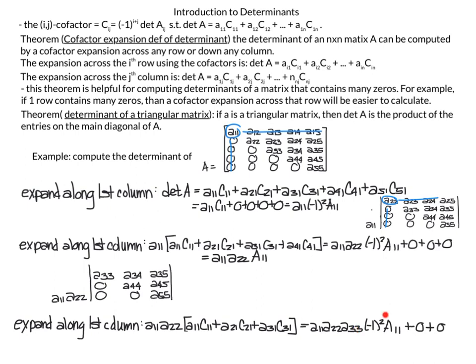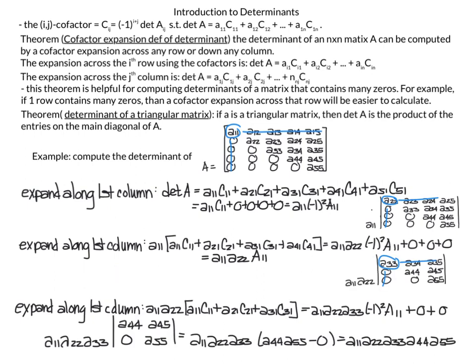We have our negative 1 to the 1 plus 1 squared, and our A11, and then our 0, 0. And our A11, again, is where the first row and first column are deleted. Now we're down to a 2 by 2 matrix. Again, I moved this matrix over to make a little more room. So we have A11, A22, A33 times 1 times A11, which is our A44, 0, A45, and A55.